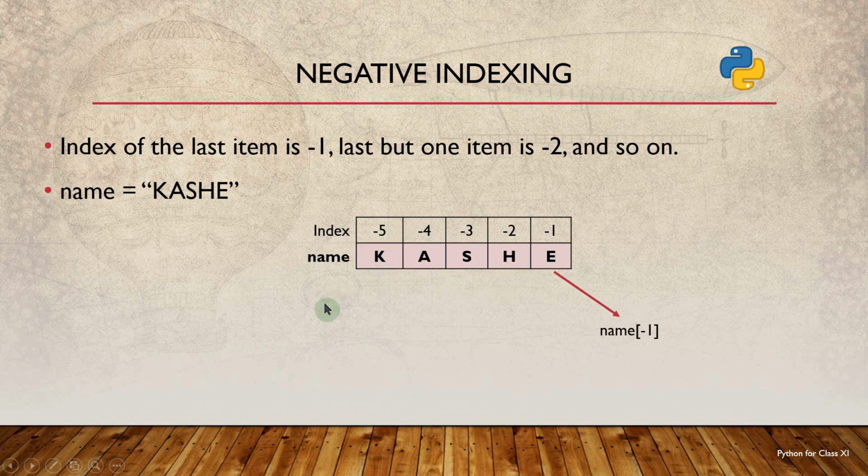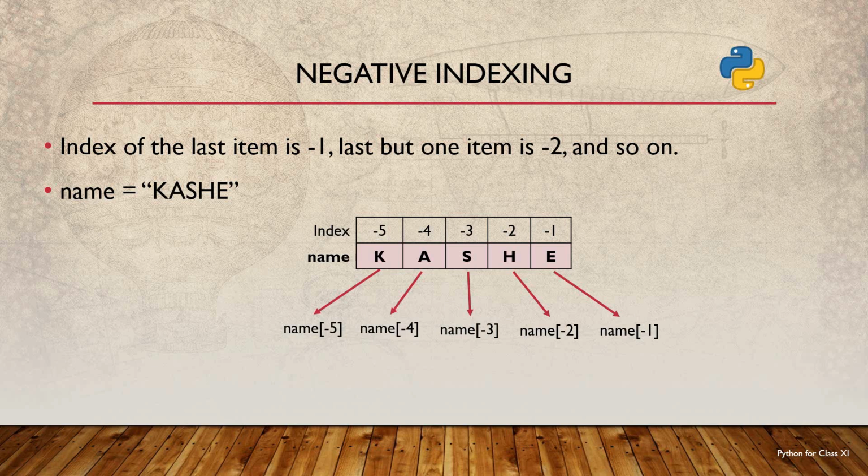Then we can access the last character of this name string variable as name[-1]. h can be accessed by using name[-2], s can be accessed by using name[-3], a can be accessed by using the index -4, and we can access the k by using name[-5].